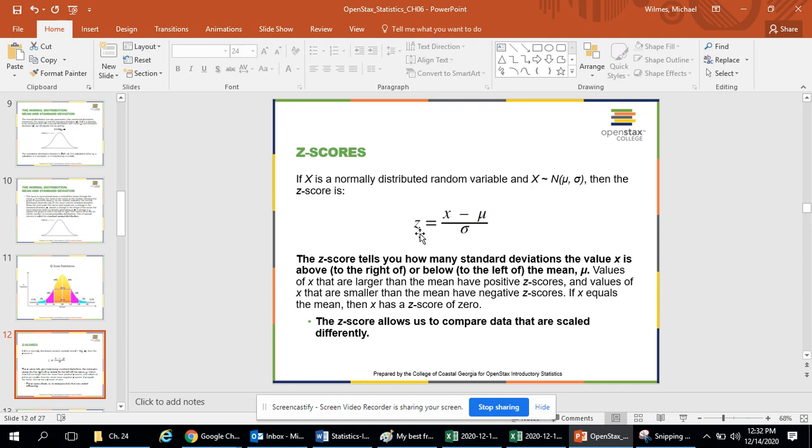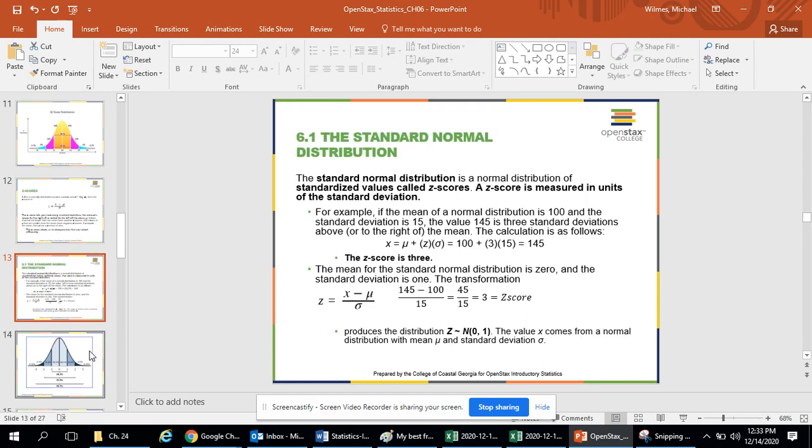Then to find the z-score, what we do is we calculate the distance from the mean and we divide by the standard deviation. So we'll do an example and this will make more sense, but the z-score tells us how many standard deviations the value of x is to the right or to the left of the mean. Values of x that are larger than the mean have positive z-scores, and values of x that are smaller than the mean have negative z-scores. And if x equals the mean, then the z-score is 0. And let's look at an example here.